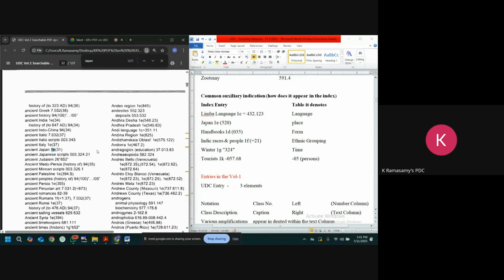How should you write the number? You should write open circular bracket 3, 1 and close circular bracket. That's how you should write. So that is how entries are given in the alphabetical index. Fine. Then let me try for a form of document called handbooks.